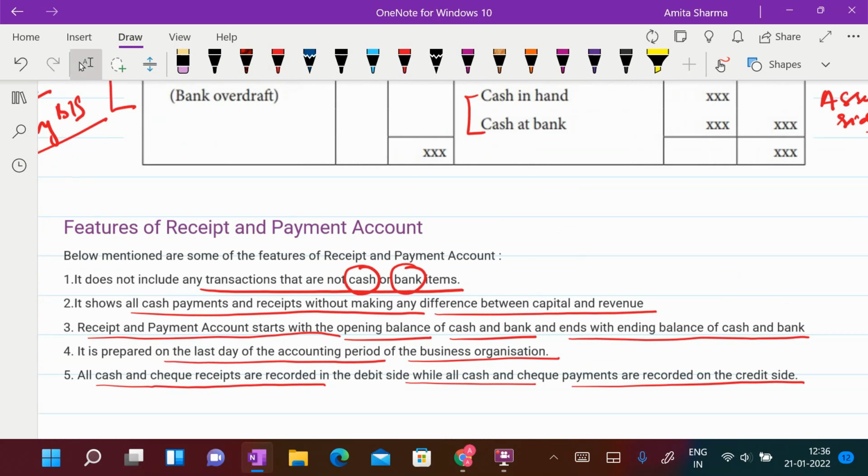So study this receipts and payment account clearly. After this, I will make a video for the income and expenditure account. Till now, stay safe and enjoy and read carefully.